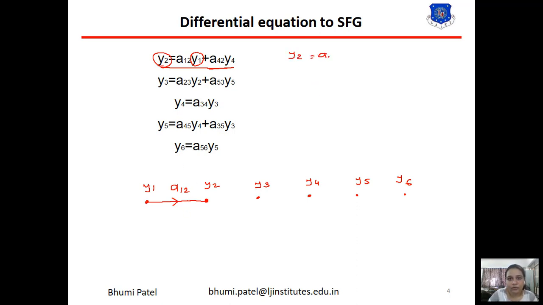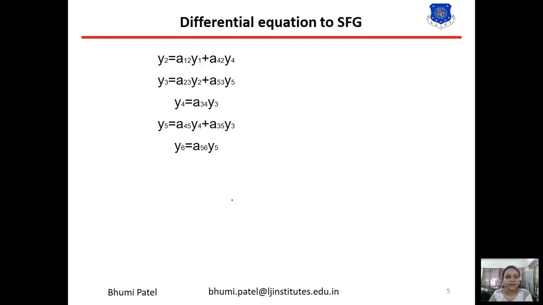Now the next term is plus a42 y4. The starting point is y4 and the ending point is y2. So we start from the y4 node and end at the y2 node, and the gain of this branch is a42. So this is step number 1 for this equation.